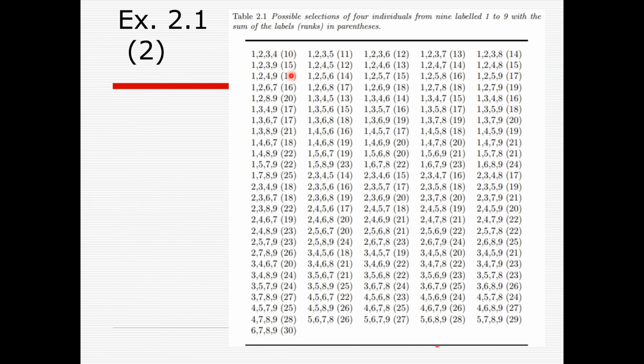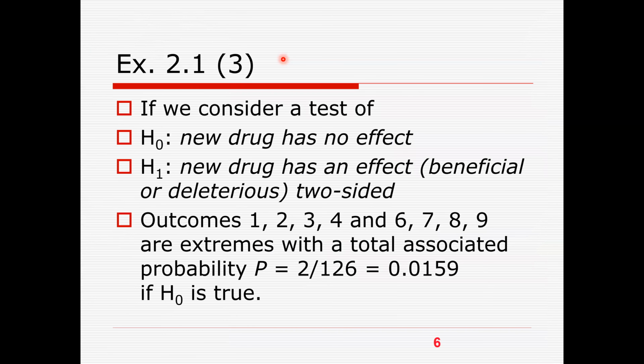And if the new drug has no improvement compared with the standard drug, then these outcomes would have equal chance, right? So it is more plausible that this outcome 1, 2, 3, 4 is more likely as a result of a beneficial effect of the new drug, right? Because the probability is very low if there's no effect. So given that, let's do a hypothesis test.